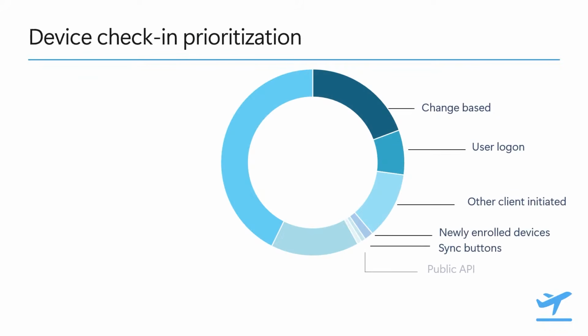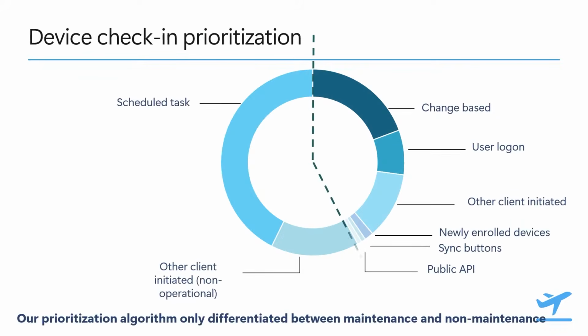Today, in the check-in prioritization algorithm, the only distinction we've made was between maintenance and non-maintenance check-ins. The distinction being, maintenance check-ins are check-ins that happen behind the scenes, while non-maintenance check-ins usually happen as a result of some action. But crucially, not all maintenance check-ins are equally important.